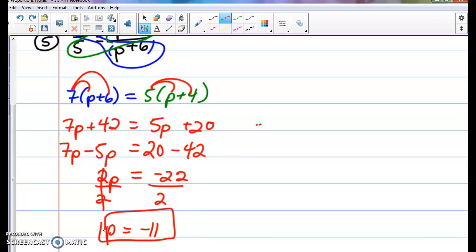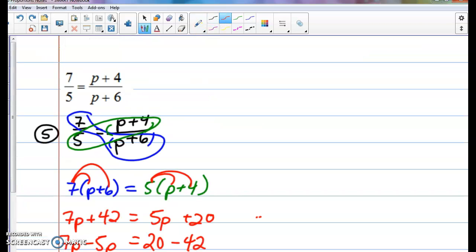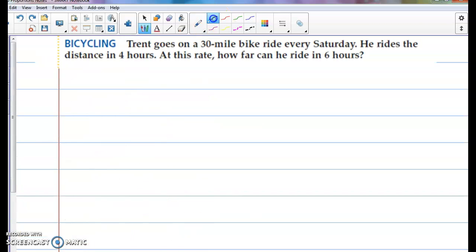And that finishes us up for our proportions that are already set up for us. This next set, we're going to have to make the proportion ourselves. I forgot what example number we were, so this is example 6. Just write what I write. It says Trent goes on a 30-mile bike ride every Saturday. He rides the distance in 4 hours. At this rate, how far can he ride in 6 hours?